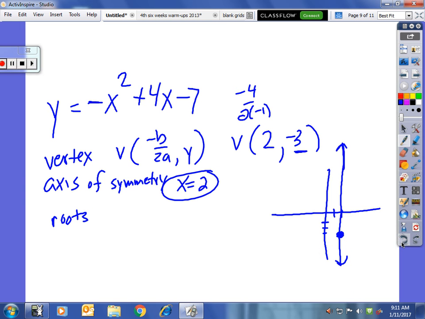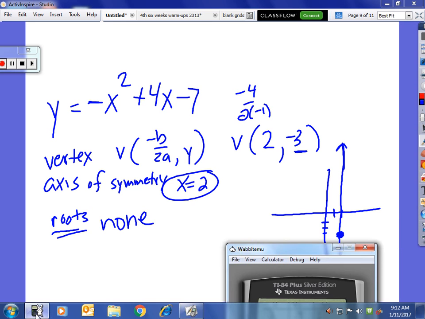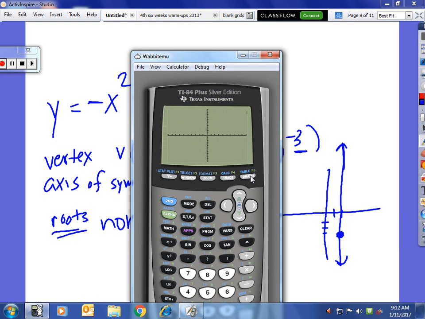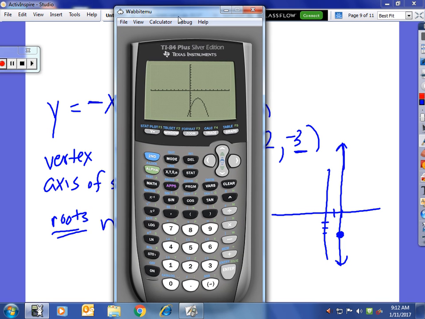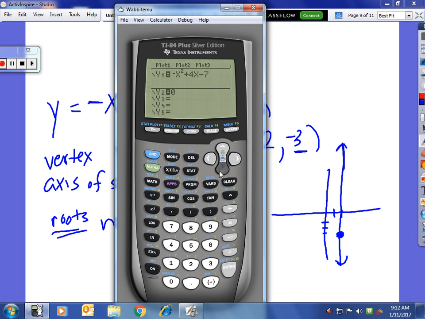So what does that tell me about the roots? There are none. Plus, if you take a look at it in your calculator, we put in y equals the function, look at it. It's never going to cross the x-axis. Let's say we didn't know that, and we went to find our roots. We go to y equals. If I want to find the roots, which are also called the zeros, you must make sure you put in y equals 0. Put in the function, put in y equals 0. We're going to calculate where it intersects. What's my calculator going to tell me?